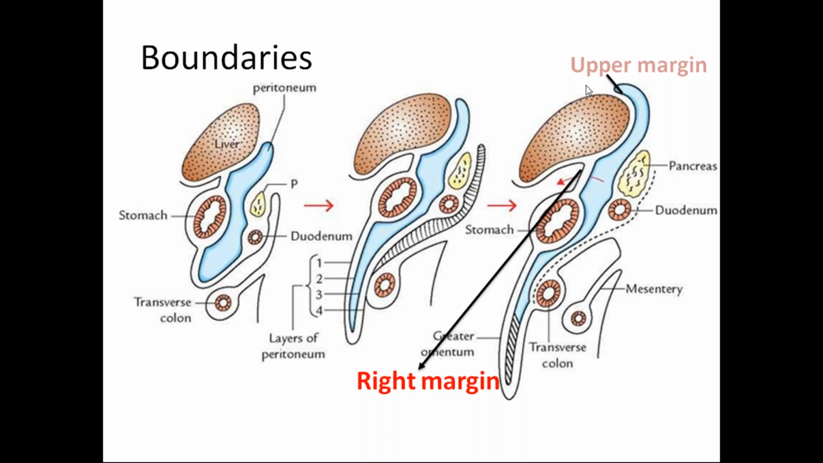Okay, I think you all understand this diagram. This is again a sagittal section. This is the liver, this is the lesser omentum, this is the stomach, and this is the greater omentum. You can see the transverse colon, transverse mesocolon, duodenum, and pancreas. So this space is called the lesser sac. So clear about the right margin and upper margin.